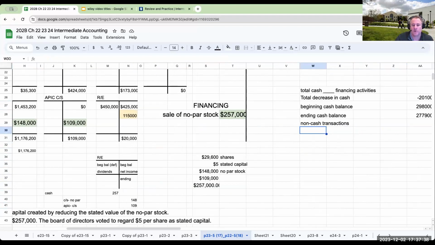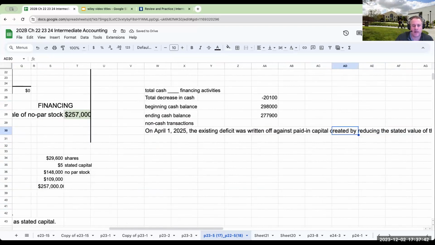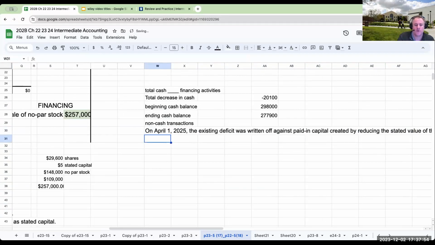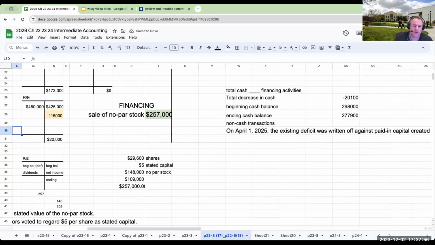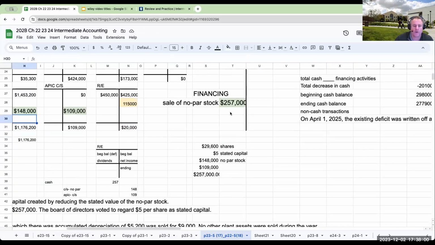So what I would do over here under the non-cash transactions of the cash flow, I would say it was written off against paid in capital by reducing the stated capital by 425,000. So it's a non-cash transaction. We don't put it into the cash T account, but we do have to disclose it.